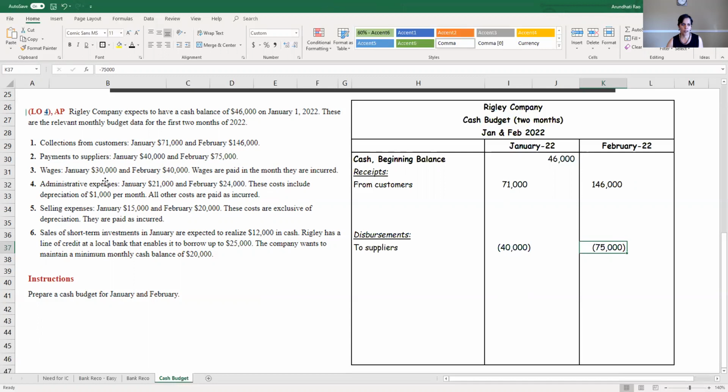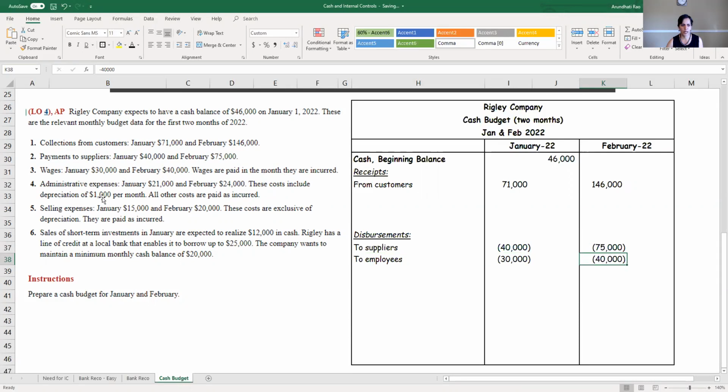For wages, I'm going to pay $30,000 and $40,000 in the 2 months. We're told wages are paid in the month they are incurred, so these are all current. So cash disbursements to employees is going to be $30,000 and $40,000.